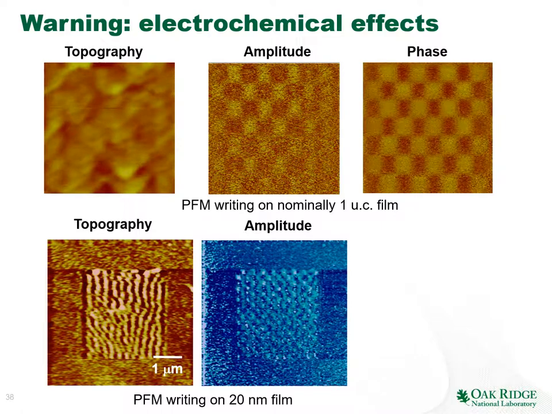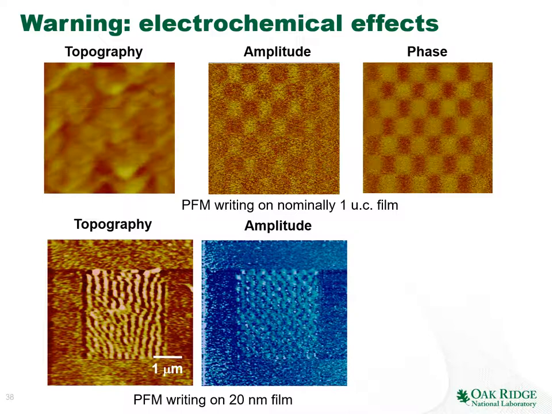So what would be the signature of this electrochemical behavior? And the answer is that once we have a topography change, that's a definite signature of the electrochemical response. So this is the PFM writing of the 20 nanometer lead titanate film. You can see that our tip has changed the topography of the sample. What's interesting is we can still see the pattern that we drew on the surface, but the change of topography suggests that it's not physics anymore, it's electrochemistry.